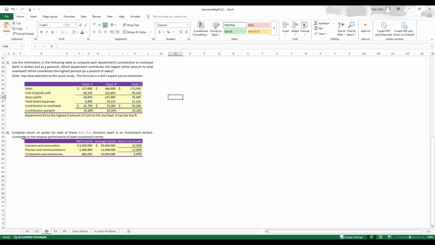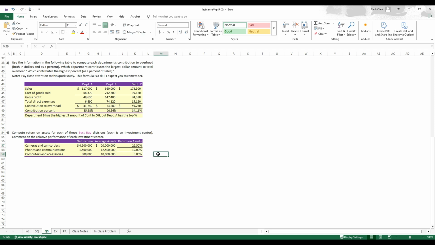Okay. So commenting on the relative performance of each investment center. This is the highest, you can see how they go down, and it takes more assets, but the cameras and camcorders produce more net income. And so I don't know, really, there's not much else to say on this, I guess. It is what it is. It's really just looking and seeing what the return is, and this is return on assets.